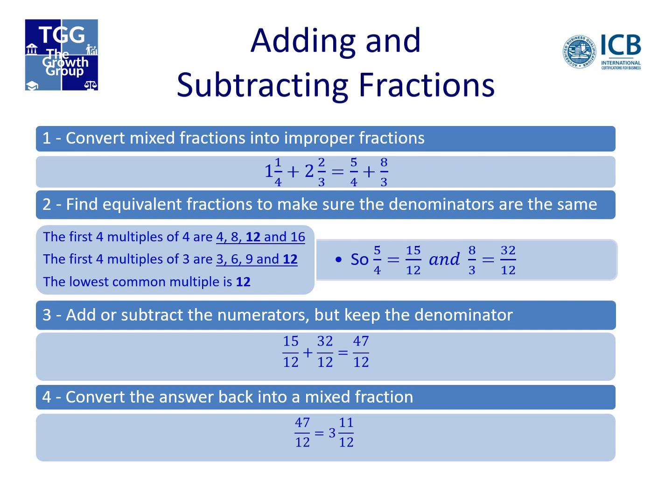Second thing we then do is we find equivalent fractions to make sure the denominators are the same. So the first 4 multiples of 4 are 4, 8, 12, and 16. And the first 4 multiples of 3 are 3, 6, 9, and 12. And so there we identify the lowest common multiple. The first time we get a multiple that is the same is when we get to 12.